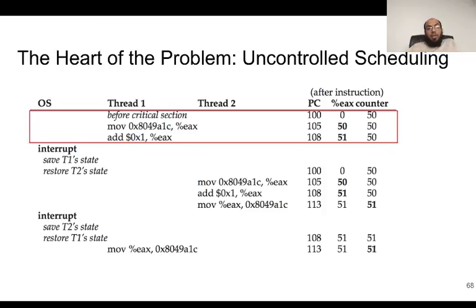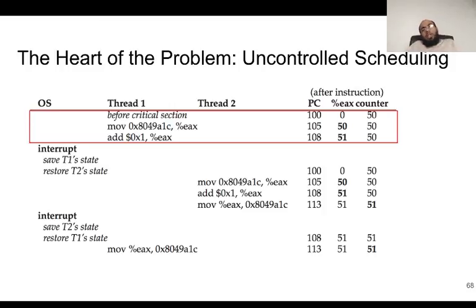Okay, so let us look at what happens with multiple different scheduling decisions. Sorry, decisions is the right word. So you have the operating system that has the interrupts, you have thread 1 running, and you have thread 2. Okay, and this is your program counter, your EAX register, and your counter variable. And this is what is done after each instruction.